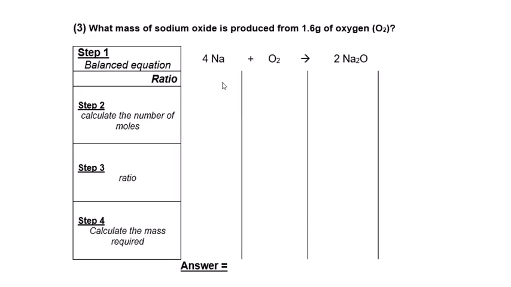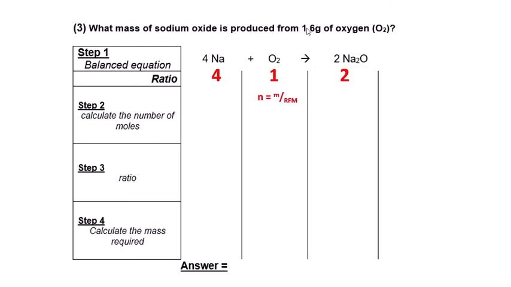Question 3. Now this is one where our ratios aren't 1 to 1. So 4Na plus O2 gives us 2Na2O. So our ratio is for every 4 sodium atoms, you react with 1 oxygen molecule, and that produces 2 sodium oxide molecules, Na2O. So what have we got? We're asked what mass of sodium oxide. So we're going to be working out the mass of this from 1.6 grams of oxygen. So we're going to go between these two columns.